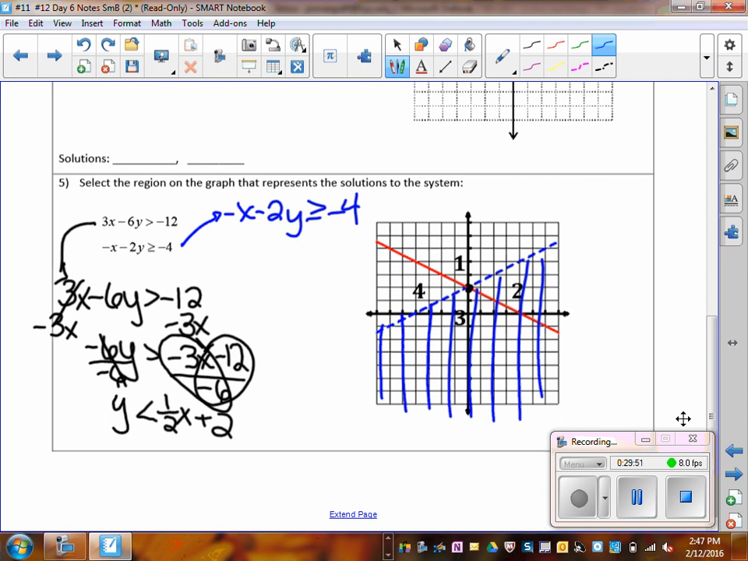Okay, so our next line, negative x minus 2y. How do I get y by itself? What's my first step? Add x. It's a negative x, we add x to both sides. So negative 2y is greater than or equal to x is positive, so it stays positive. 4 is negative, it stays negative. And next, what do we have to do?